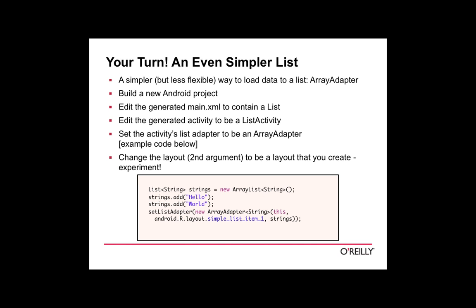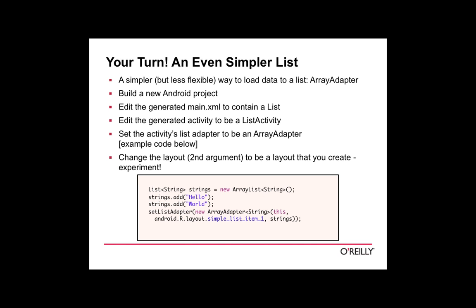Set the list adapter to an array adapter, which takes a generic type of string, and use this Android-defined android.R.layout.simple_list_item_1, which just displays a simple string, and then pass it the array list of strings. You can see that there's a much simpler way to do adapters, given that you don't need to be too flexible.